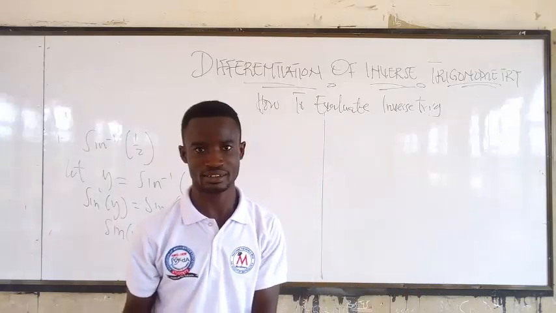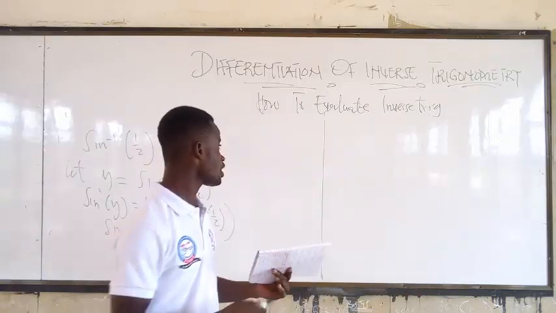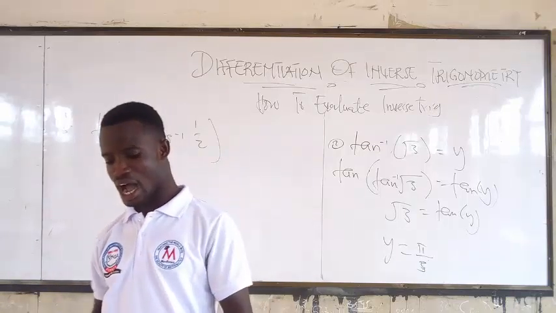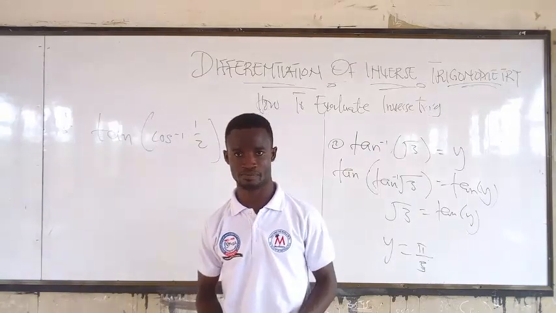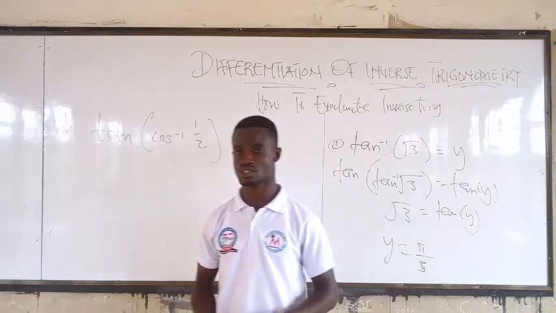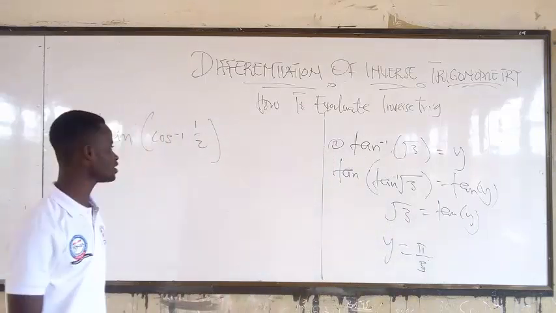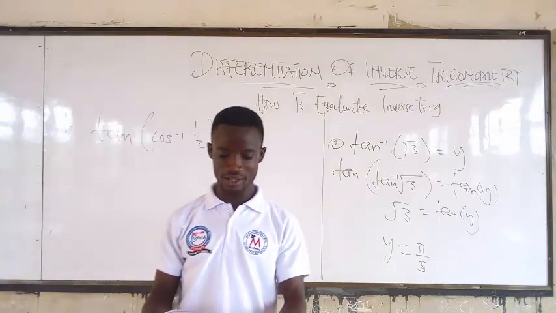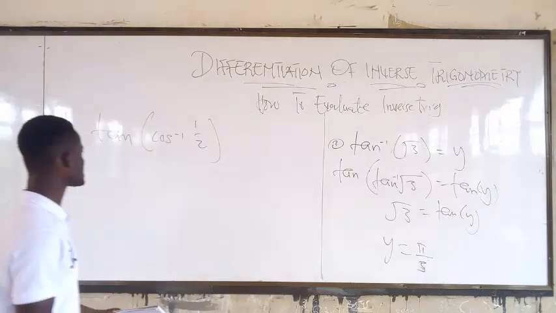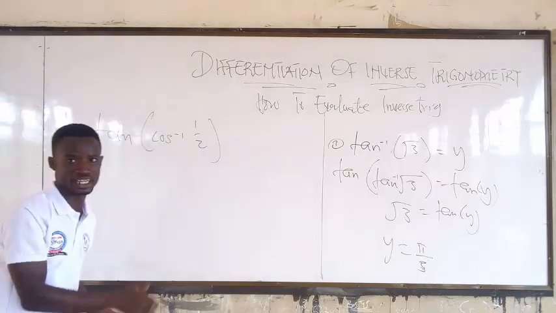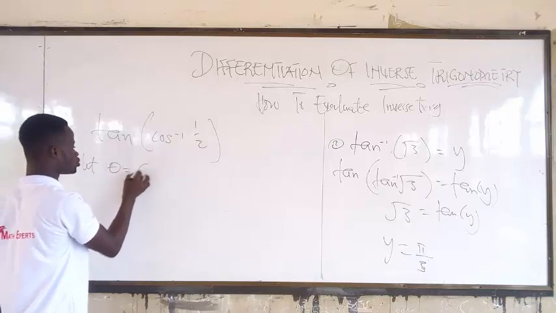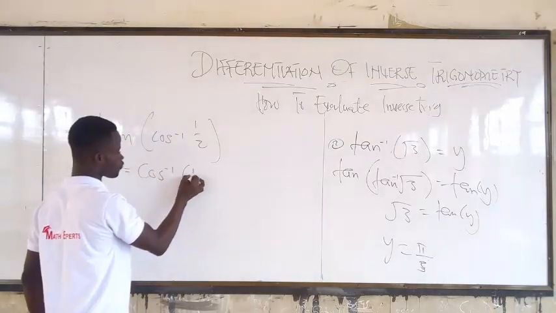Let's continue with it. If you have something like this, how will you evaluate it? Watch, don't worry, it's just simple. What you can do is set the inside here, you see where the inverse is. So let theta be equal to cos inverse of 1 over 2.